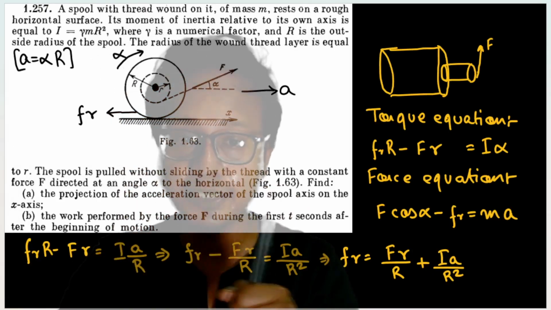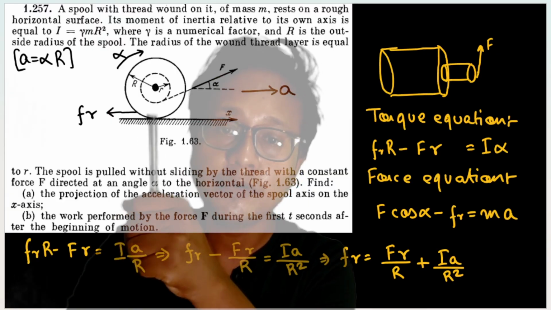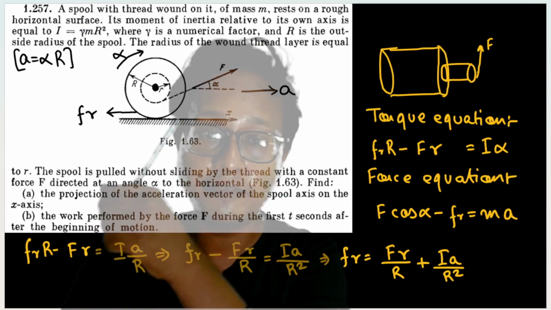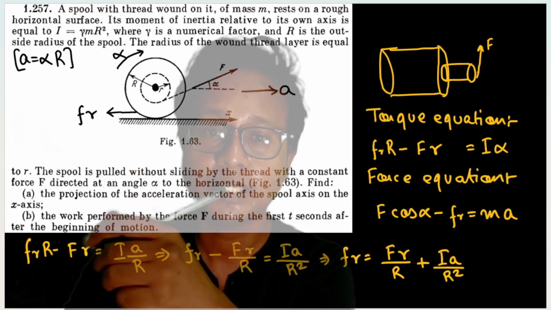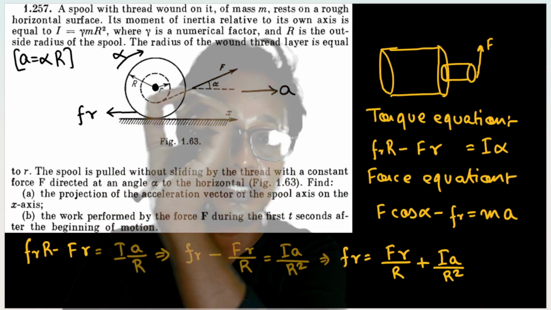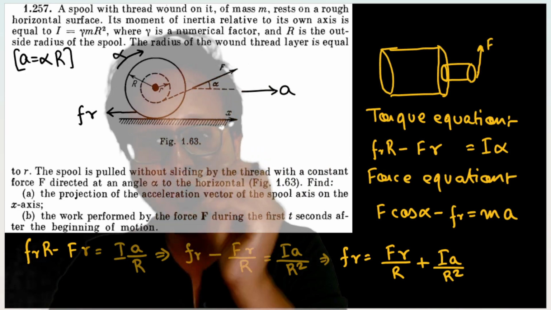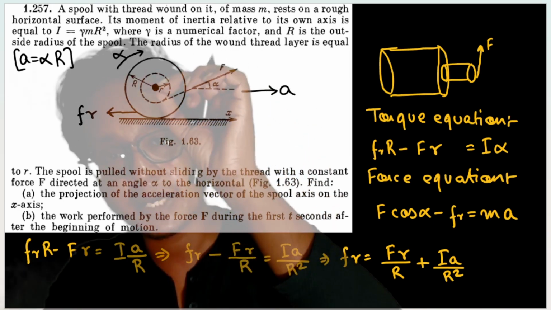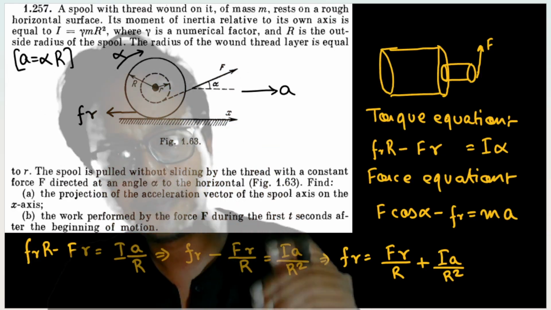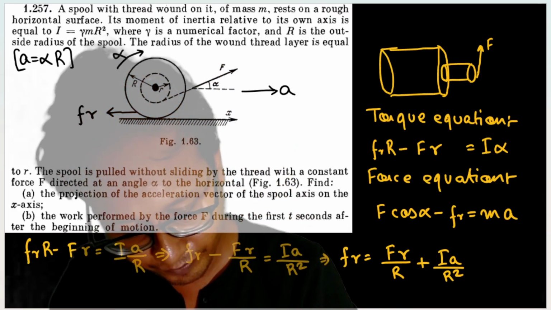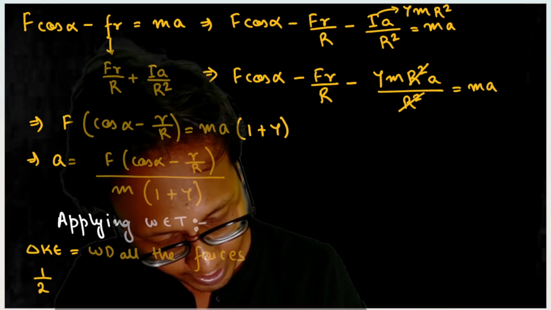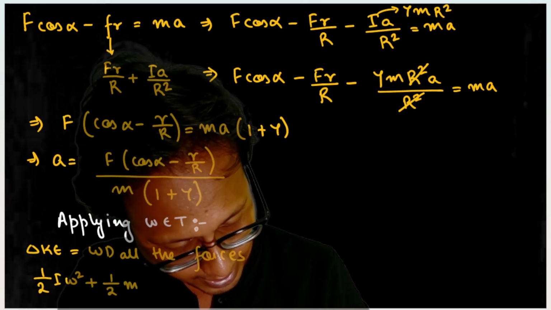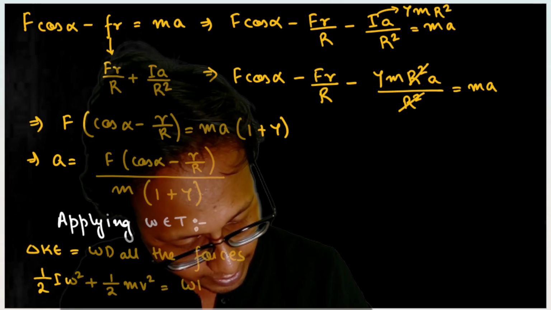Now one more thing. If you take your kinetic energy considering this as the axis, you need to only take rotational kinetic energy, and you have to take moment of inertia about this point. But if you take kinetic energy considering the center as your axis, you have to take rotational kinetic energy plus translational kinetic energy. So you decide what you want to do. Both will give you the same answer. In this case, I'll just take my kinetic energy through the center. So final kinetic energy, half I omega square plus half m v square, is equal to work done by force F.